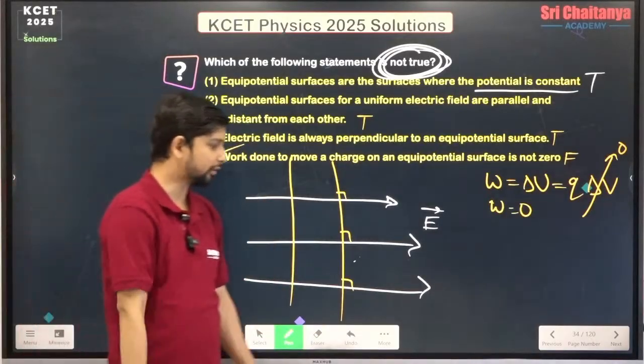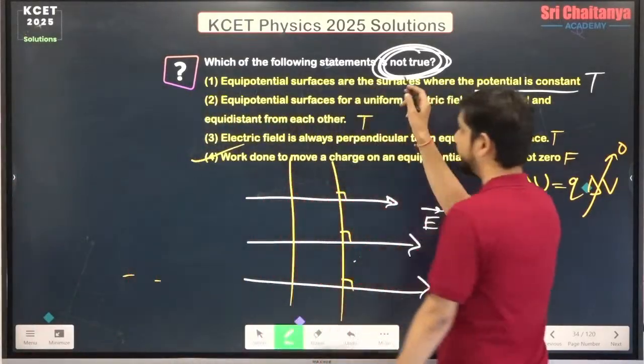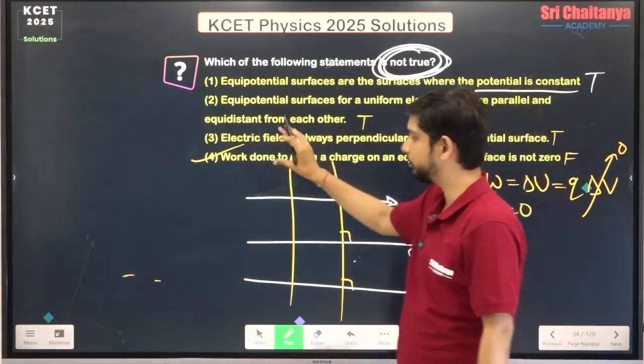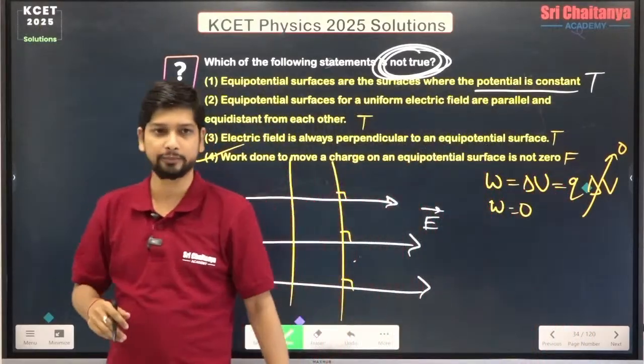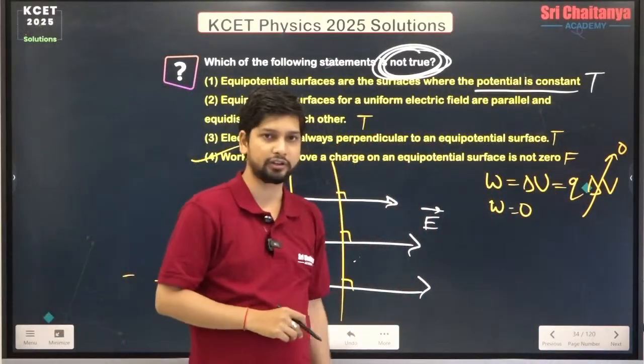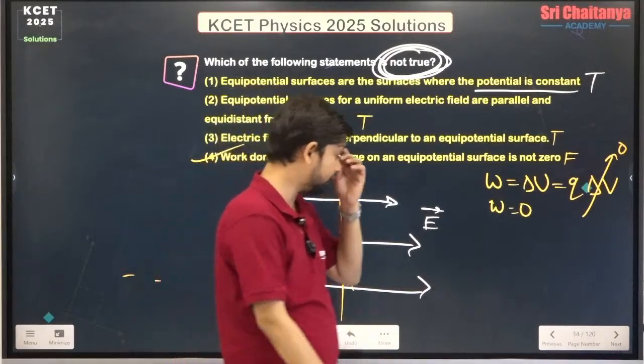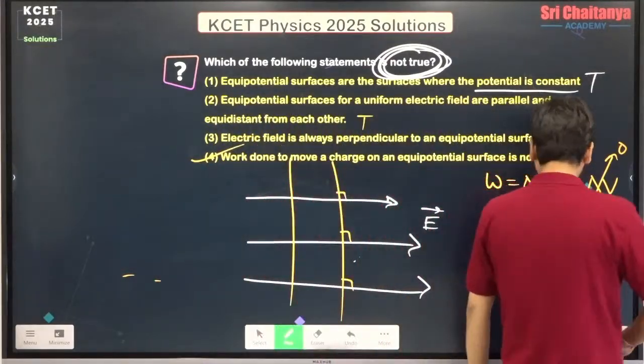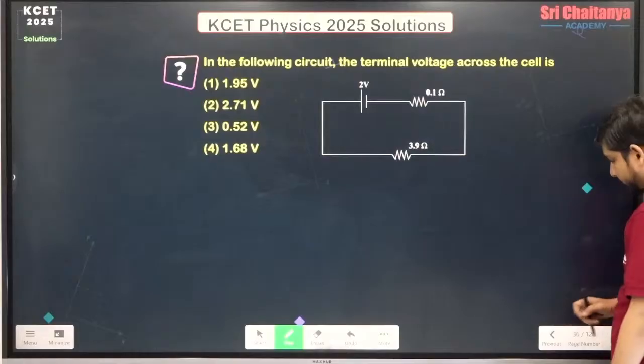Understood how to check this type of question? Whenever a not true or incorrect statement is asked, you have to check all the options and only then mark the correct option. Okay, so let's move to the next question.